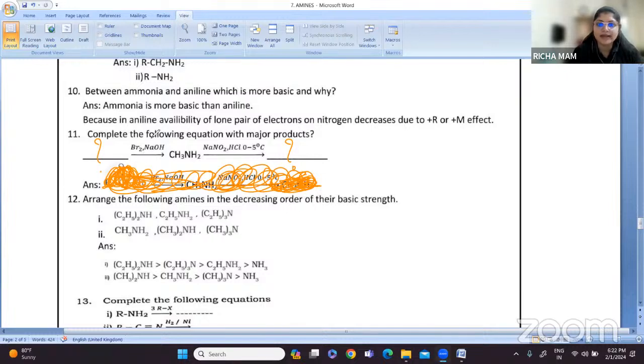In between, bromine and NaOH form methylamine. Further, it is treated with NaNO2. So this question will be for 2 marks, because they have asked you two products, the starting reactant and the final product. Can you tell me? Vedvati and Priyanka have answered. The first one is acetamide, and the last one, what is the product?